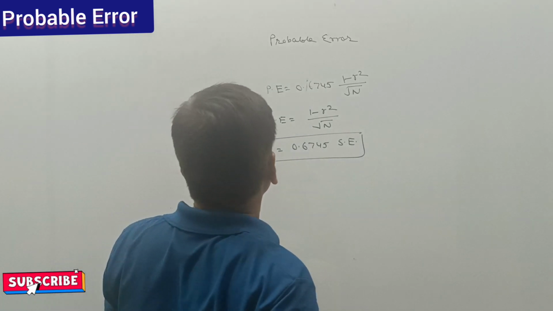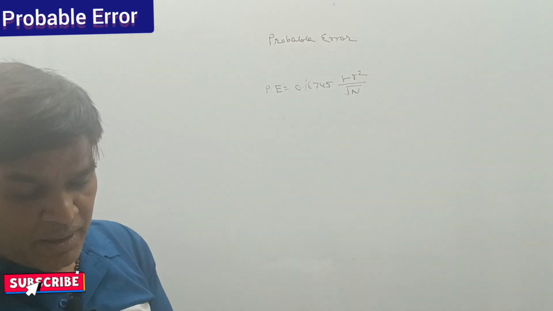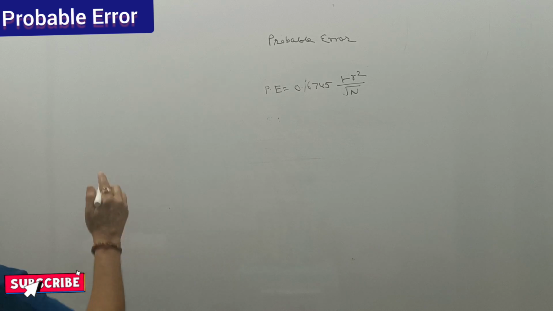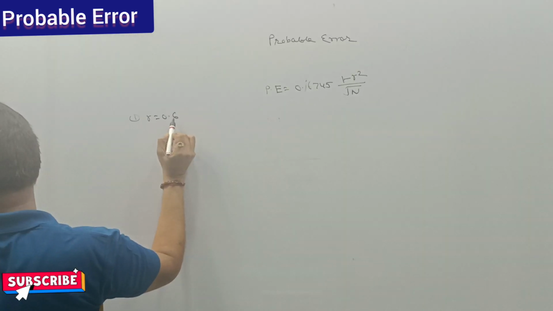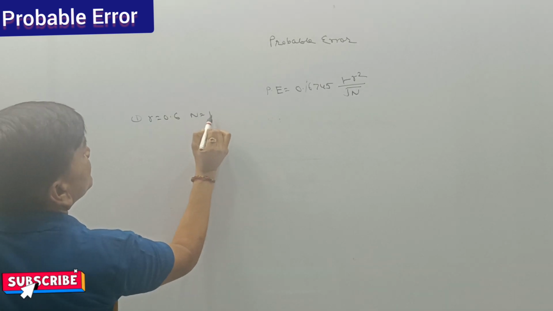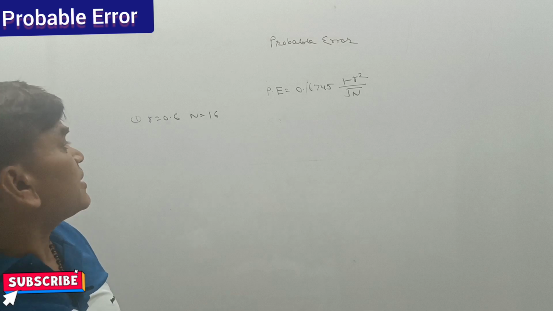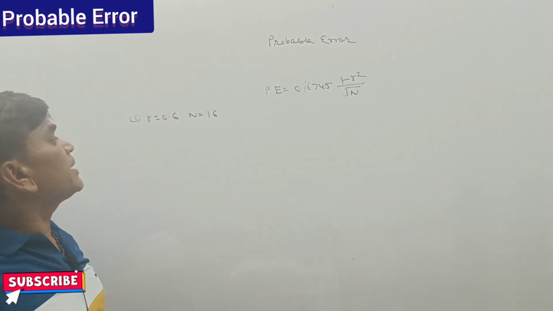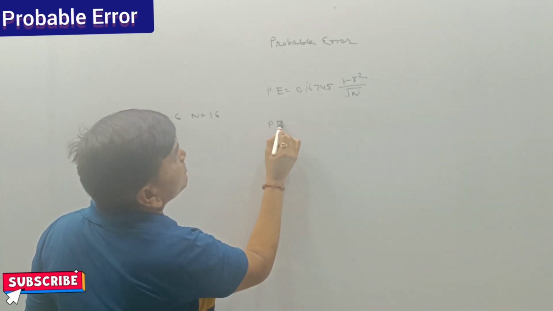So I have some questions related to the probable error. The very first question: the value of r is given as 0.6 and n is given as 16. We have to calculate whether the correlation is significant or not. For the significance test, first we will calculate PE.